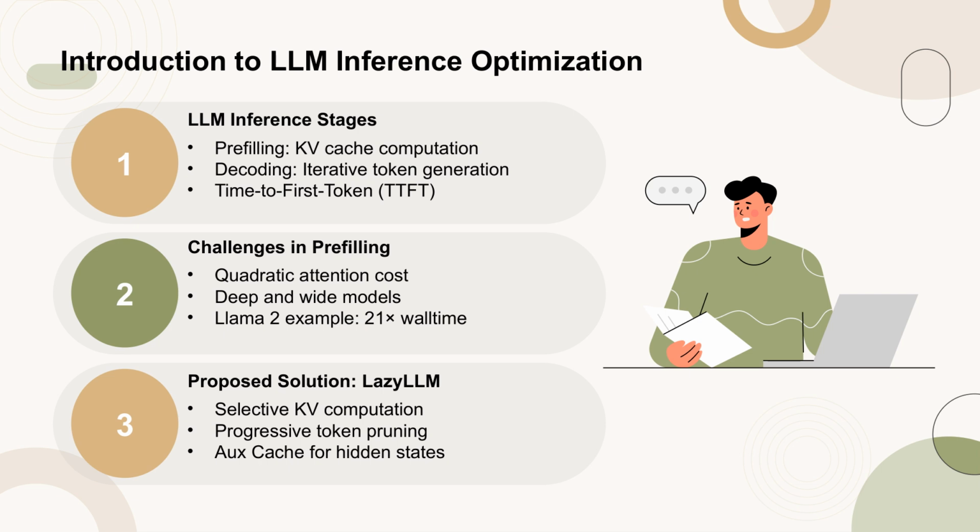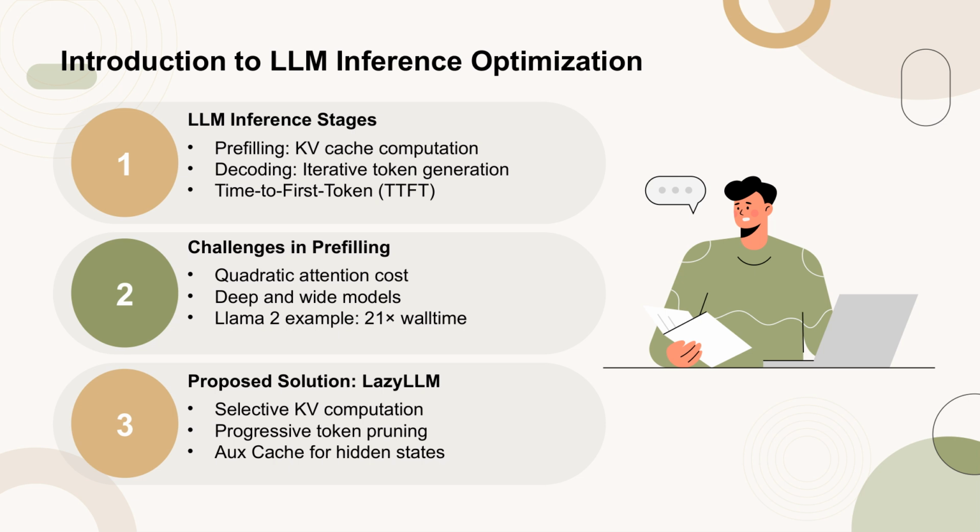For long prompts, TTFT can be slow due to the deep and wide architecture of state-of-the-art LLMs, where the cost of computing attention increases quadratically with the number of tokens. For instance, Llama 2, with 7 billion parameters and 32 transformer layers, requires 21 times the wall time of each subsequent decoding step for TTFT.